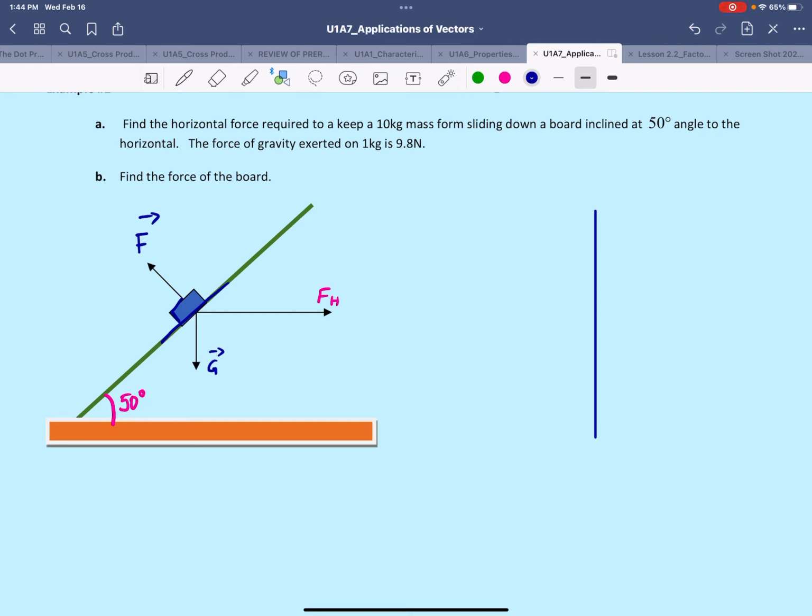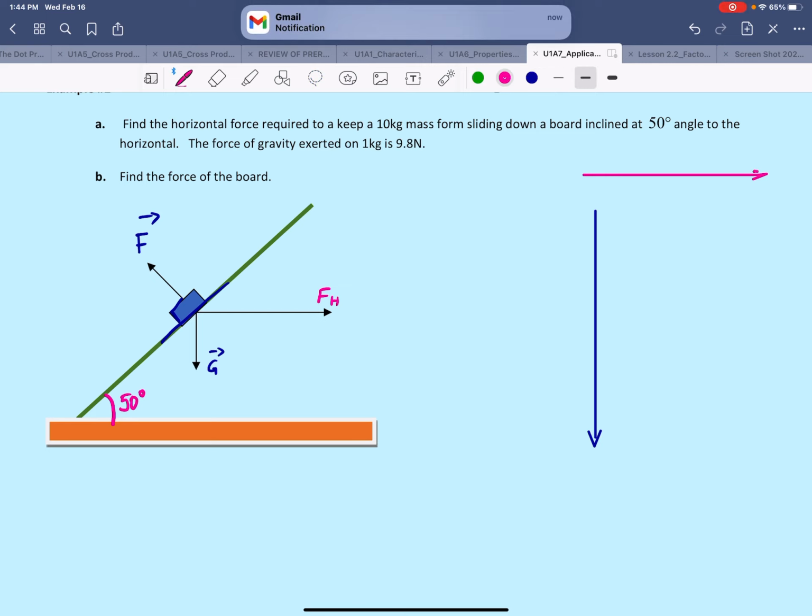And then we have the vector that represents the horizontal force. So that would be the horizontal force right here. Again, keep in mind that we haven't connected the angles, the vectors yet. Now the third force is this one here.